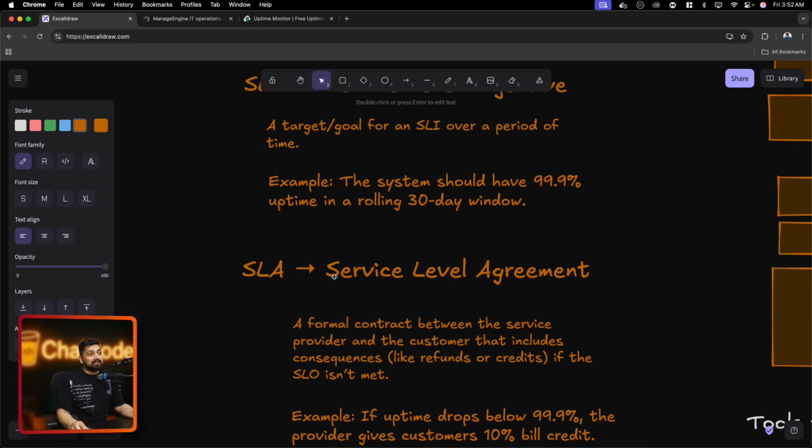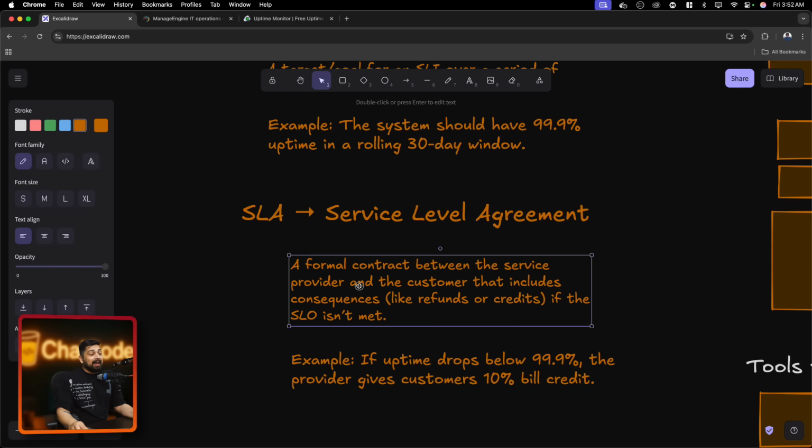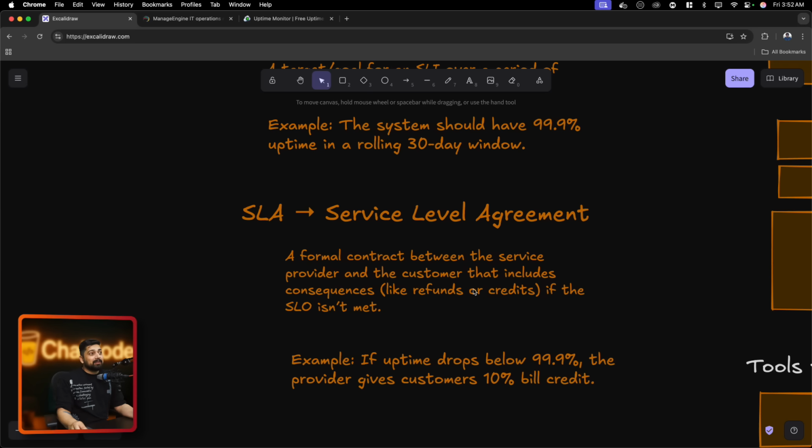And then comes the SLA, which is a service level agreement. This is a formal contract between the service provider and the customer that includes consequences. Yeah, that's the highlight word. Like refunds or credits, and sometimes even nasty court cases. Whatever you have promised, if you have written it in the SLA, needs to be served. And if it is not being served, that might incur a loss to the company, that might incur some fine to the company as well. Yes, this is serious business.